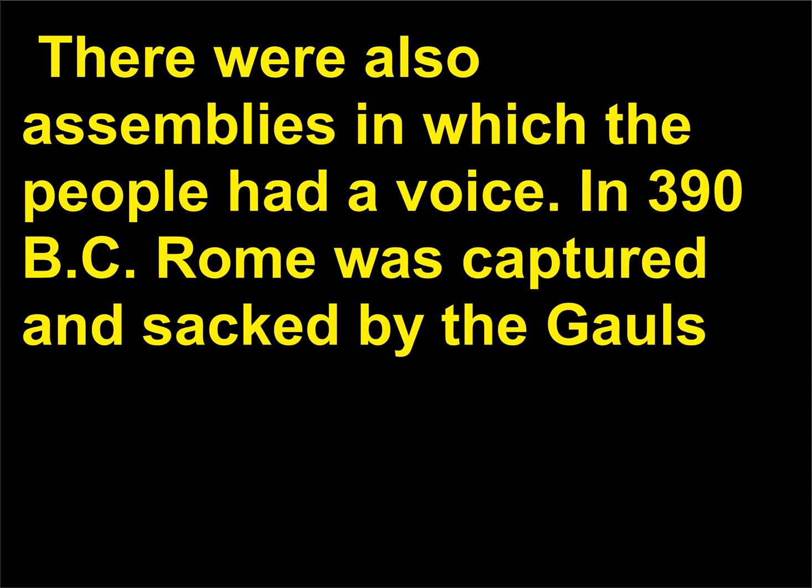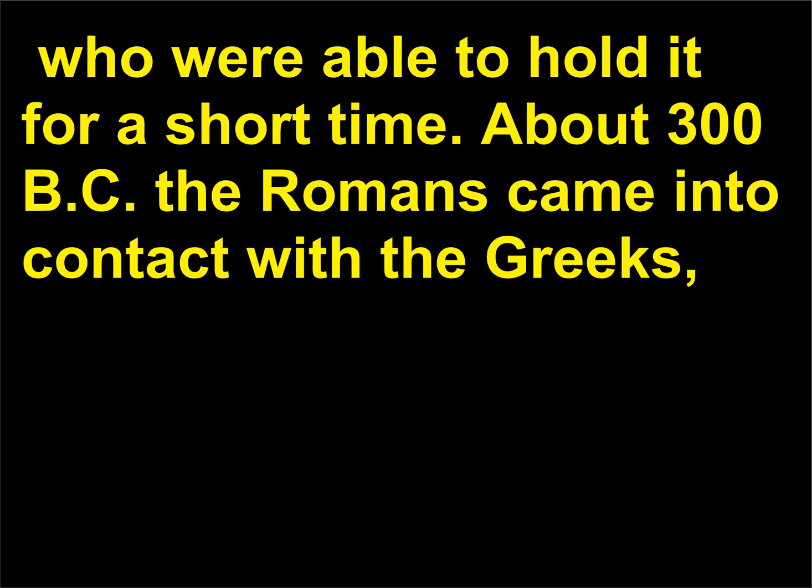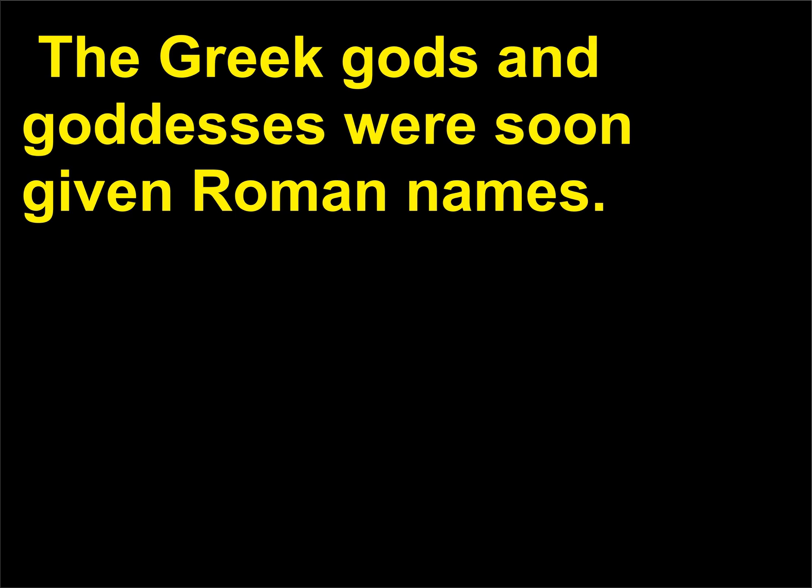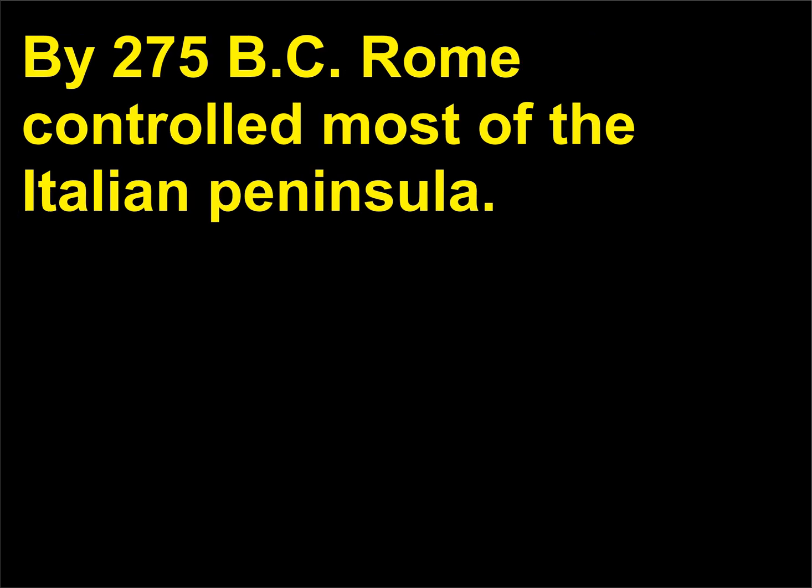In 390 BC Rome was captured and sacked by the Gauls, a Celtic people from Western Europe, who were able to hold it for a short time. About 300 BC the Romans came into contact with the Greeks, adopting not only some of their ideas, but their mythology as well. The Greek gods and goddesses were soon given Roman names. By 275 BC Rome controlled most of the Italian peninsula.